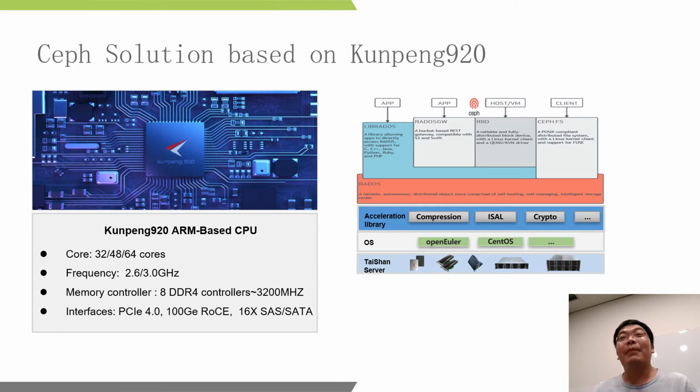The Kunpeng 920 has up to 64 cores based on ARM v8.2. In addition to the cores, the CPU also has rich I/O interfaces, which are very suitable for storage applications, including PCIe 4, 100 GB network, and 12 SAS interfaces. There are also accelerators for general data processing such as compression, encryption, hash, etc.